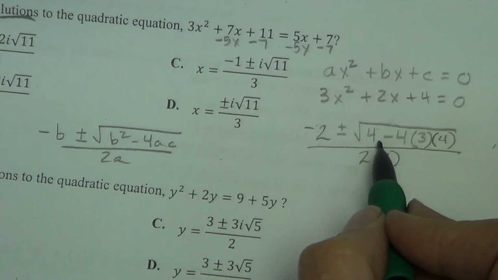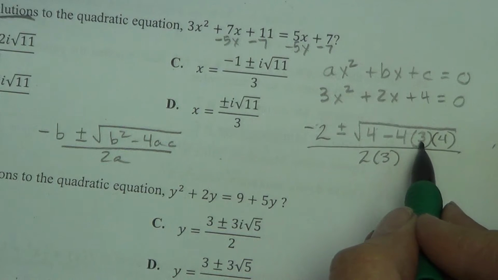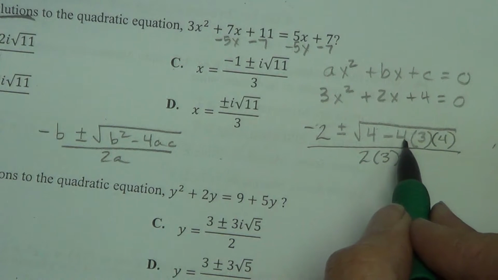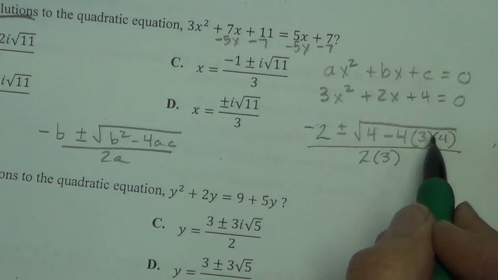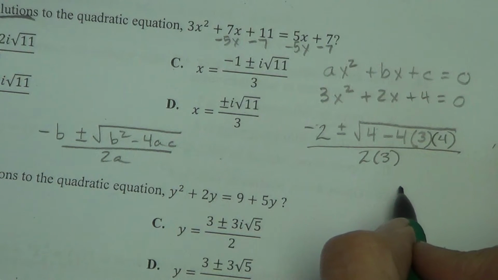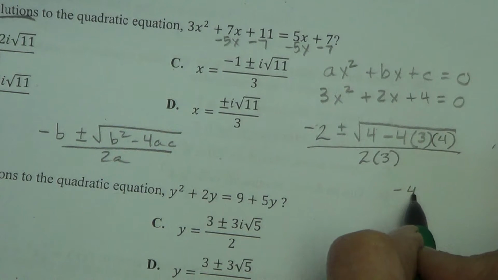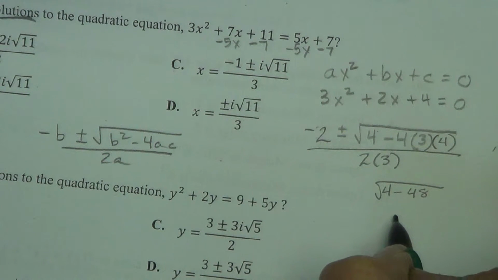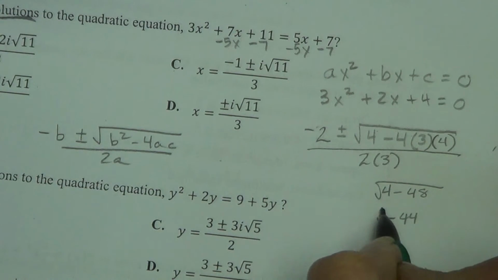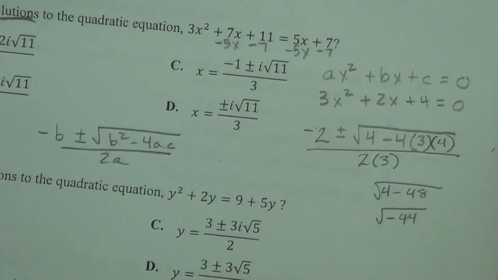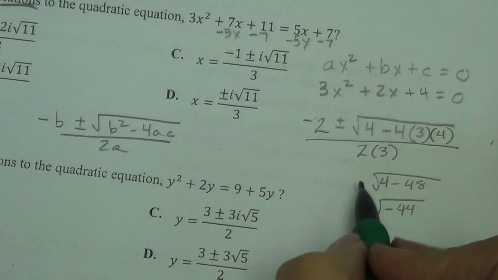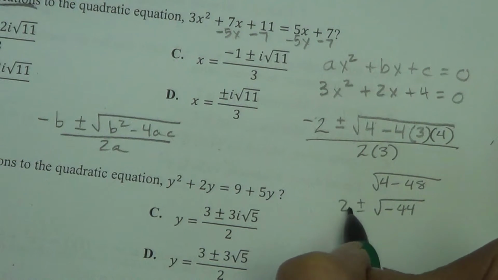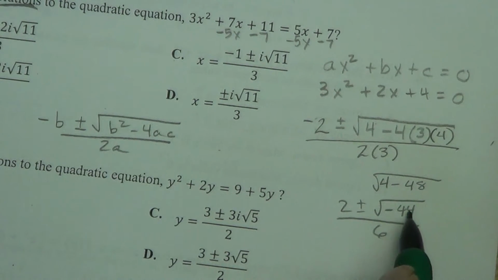We have 4 times 3 times 4. That would be 16 times 3, or 12 times 4. That's going to be a negative 48. 4 minus 48 would be a negative 44 underneath the radical. And we can bring the rest of the problem down with it, plus or minus the 2 and the 6 on the bottom.